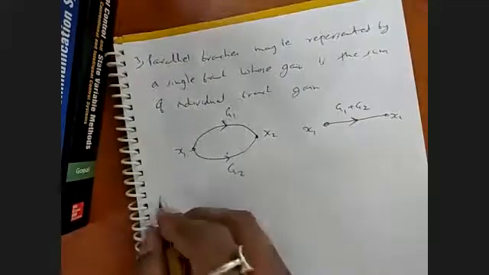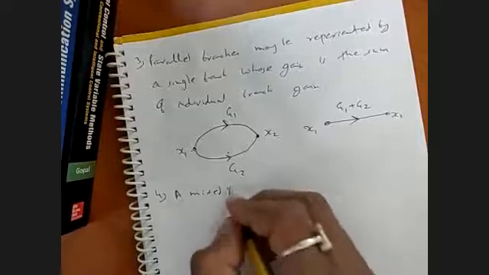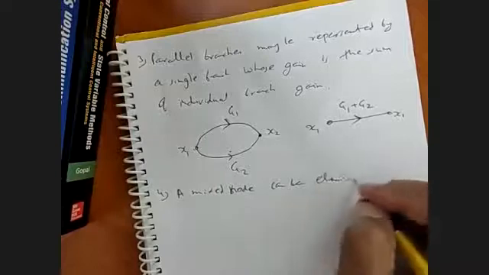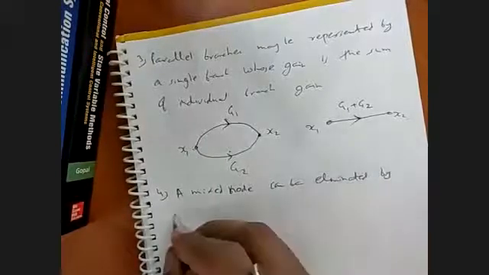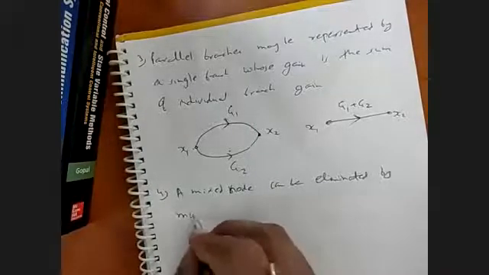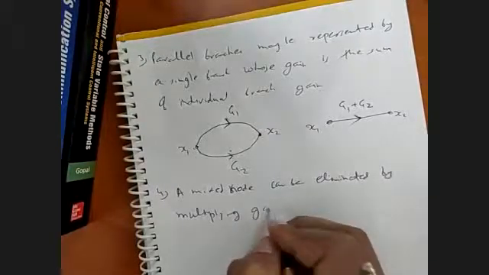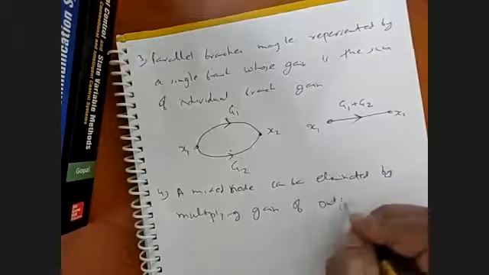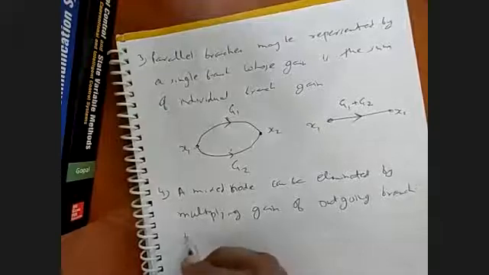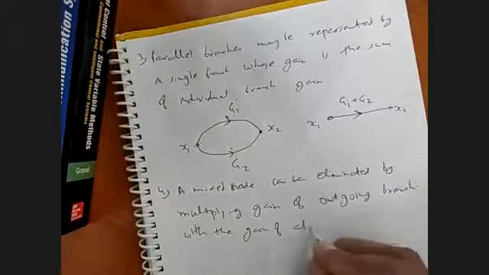Then fourth, a mixed branch or mixed node can be eliminated by multiplying the gain of outgoing branches with the gain of all incoming branches.